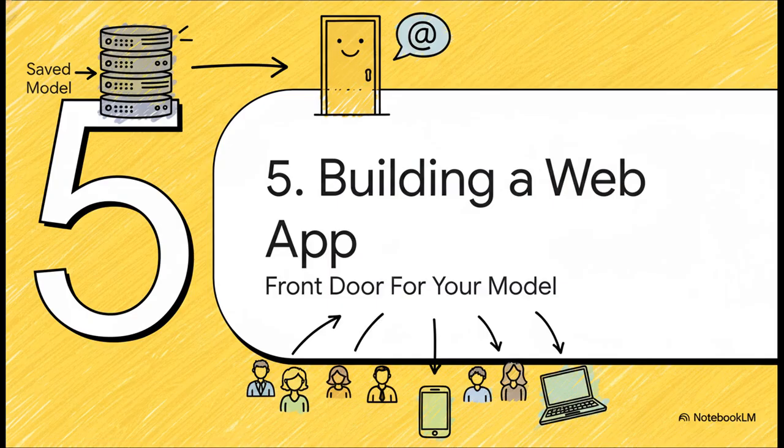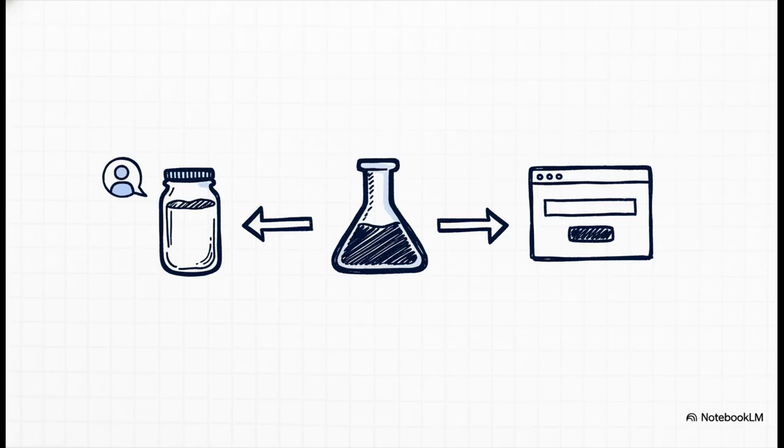Okay, so let's take stock. We have a smart model that can handle huge amounts of data, and we can save and load it instantly. What's missing? Well, a way for actual humans to use it. We need to build a front door for our model, and that's going to be a web application. And one of the best tools for that job is a Python framework called Flask.